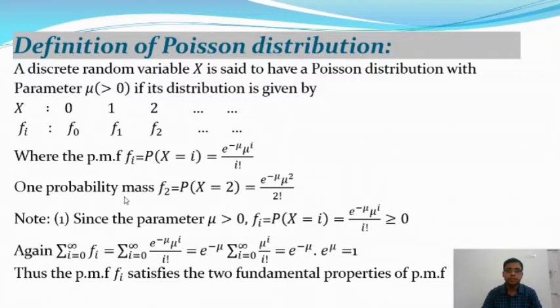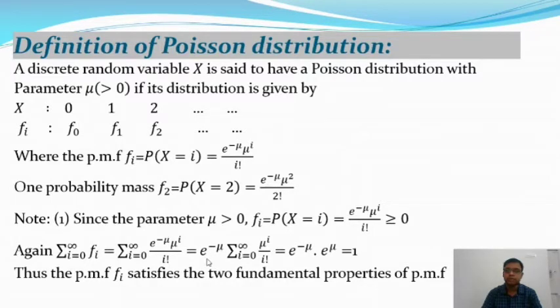Therefore there is a note on the Poisson distribution. The first note: since the parameter mu is greater than 0, f_i is equal to the probability of X equal to i, and this is equal to e to the power minus mu into mu to the power i by factorial i, and it is greater than or equal to 0 when mu is equal to 0, as well as the summation over i equal to 0 to infinity of f_i is equal to the summation over i equal to 0 to infinity of e to the power minus mu by i factorial into mu to the power i, and this is equal to e to the power minus mu.